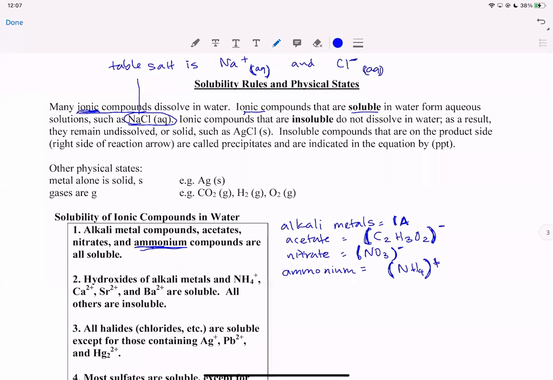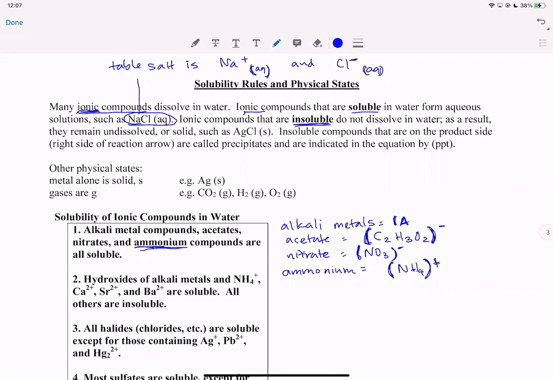So that is not true of all ionic compounds. Some ionic compounds are called insoluble and they don't dissolve in water. And so that's an example of you put something in water like sand and it doesn't dissolve and you still see it. It just basically falls to the bottom. And so that we will see insoluble.